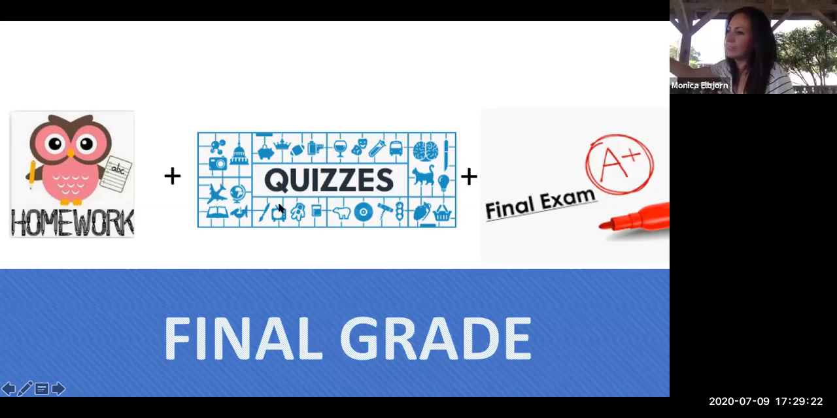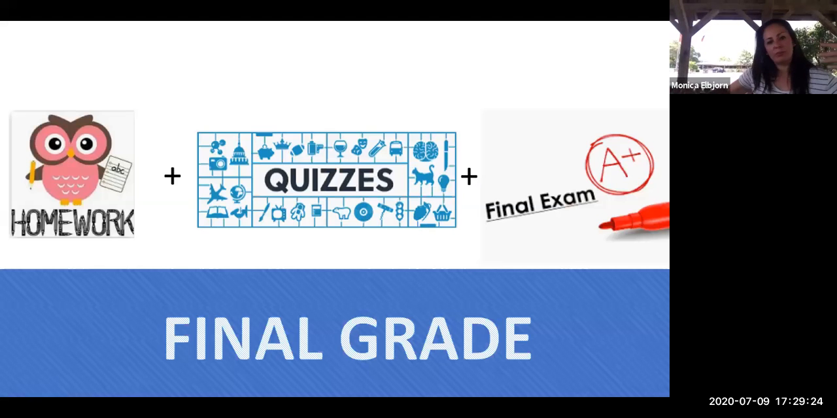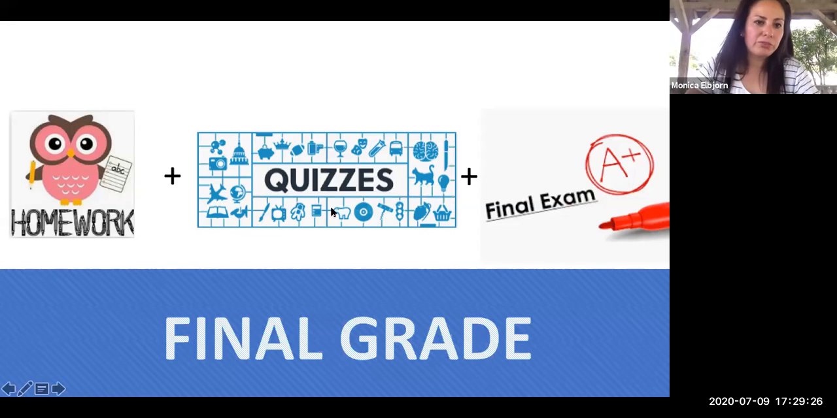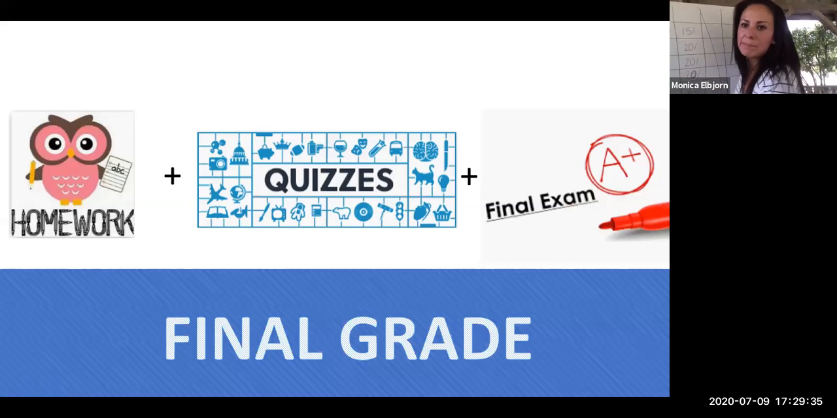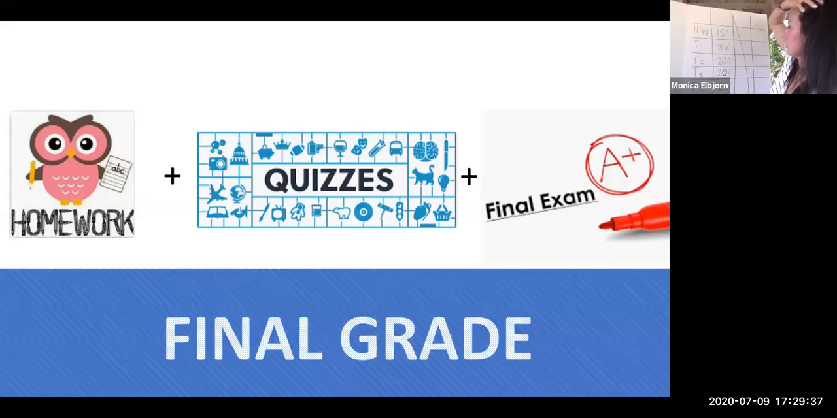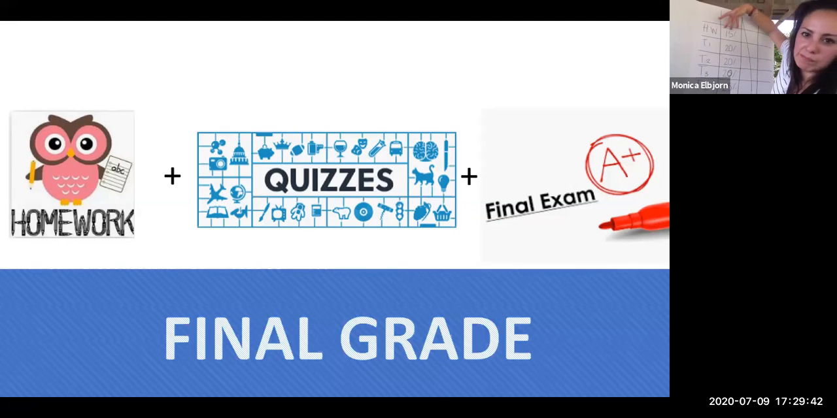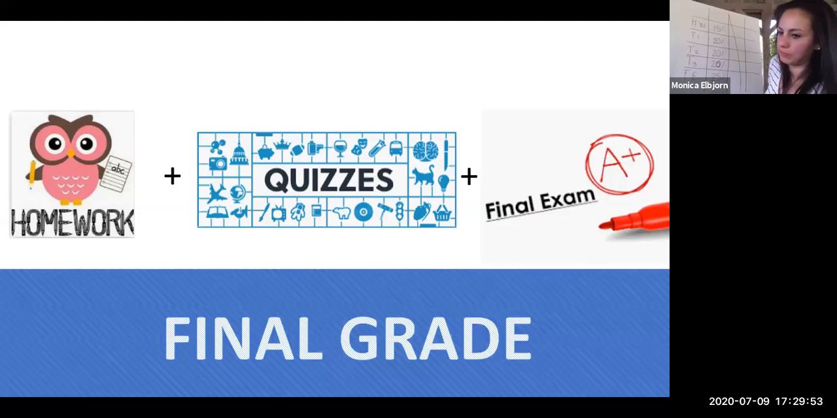So a quick example that I thought you guys are familiar with is kind of like your final grade. It's made out of your homework, your quizzes, and your final exam. For this one, we're going to do it in percent. So your homework is 15%, test 1 is 20, test 2 is 20, test 3 is 20, and your final is 25.